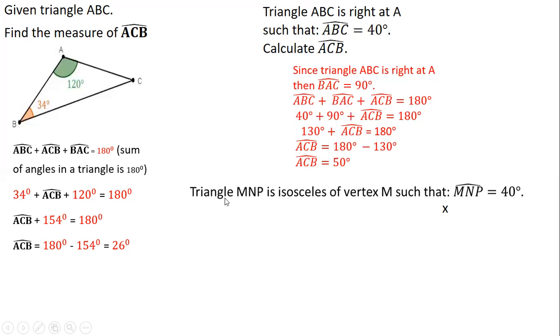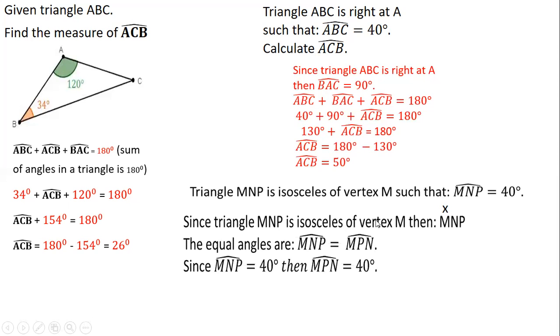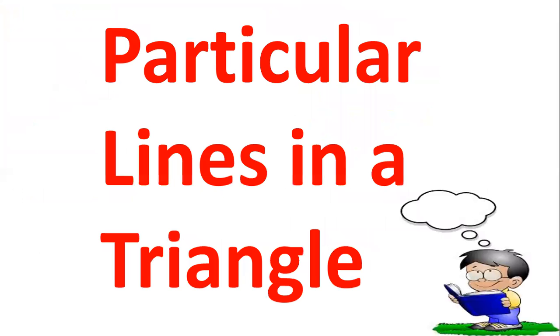Now, triangle MNP is isosceles of vertex M. What does this mean? If it is isosceles at vertex M, then the equal angles will be at vertex N and vertex P. So angle MNP will be equal to angle MPN. Since angle MNP is 40 degrees, then angle MPN is also 40 degrees. Again, please practice these exercises alone on draft.